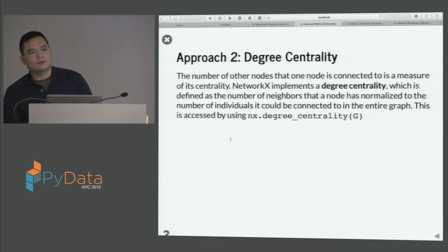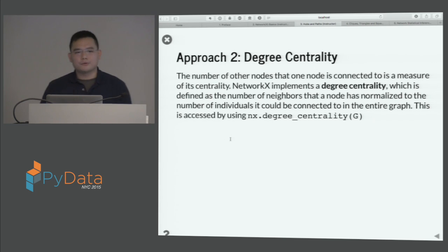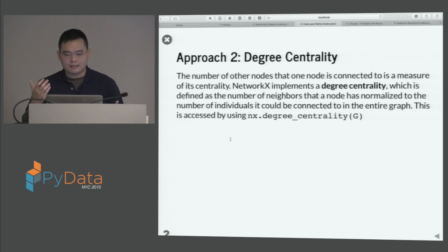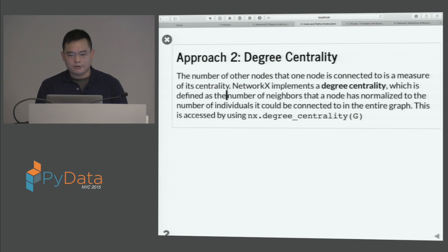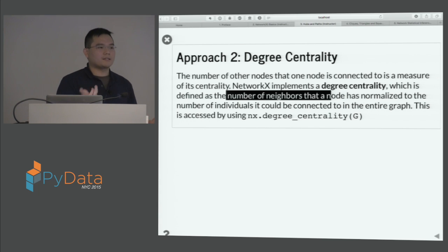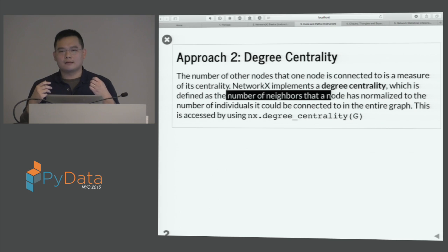All right. So number of neighbors is one approach. We could also use the degree centrality approach, right? The degree centrality is actually based on the definition of number of neighbors. The definition of degree centrality is the number of neighbors that a node has normalized to the number of individuals it could be connected to in the entire graph, excluding itself. If you include self-links, then that's a different mathematical definition. If you exclude self-links, that definition changes.